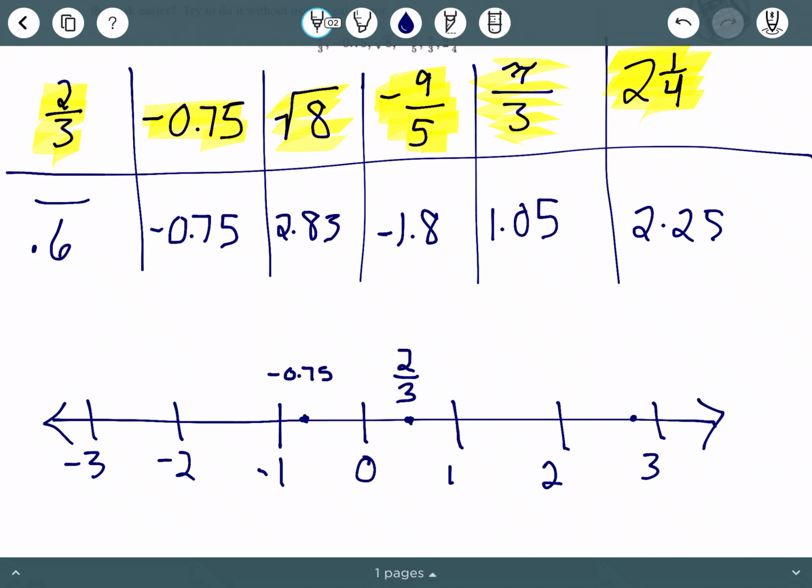And that was the square root of 8. Remember, we do want to put the original number that was given and what form it was in. Next is negative 1.8, which is not quite to negative 2. And that original number was negative 9/5.